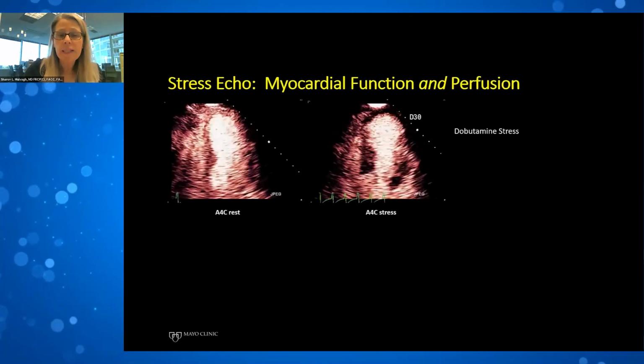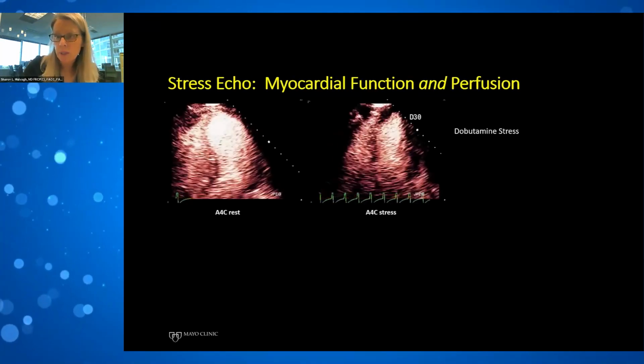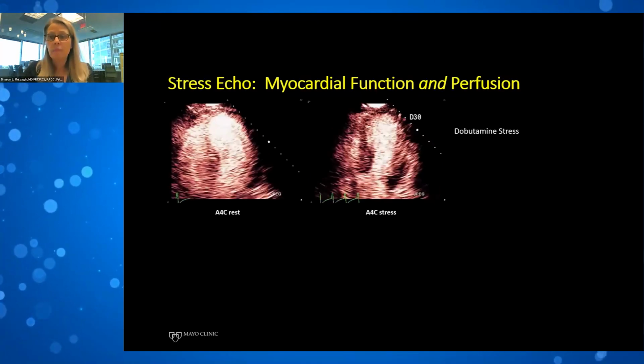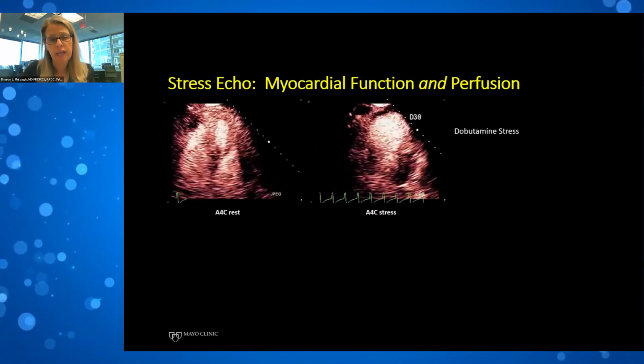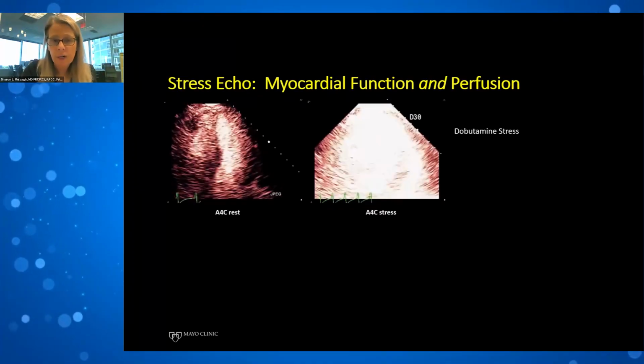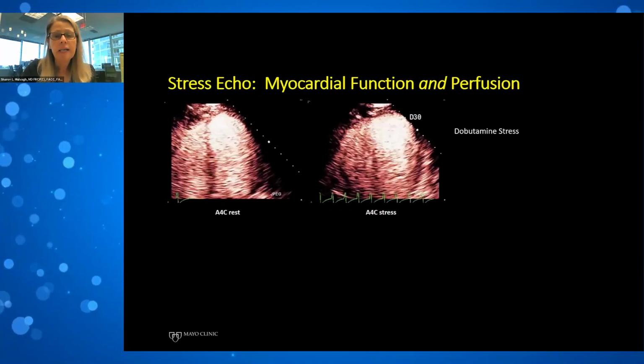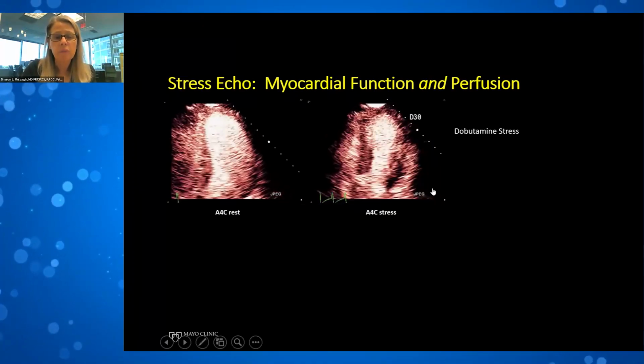Now, what about going the next step? I've talked about perfusion, the benefit of using that in masses and the characterization, the tissue characterization that you can have there. But it can also be very helpful in stress echo. And here's an example in a dobutamine stress echo.